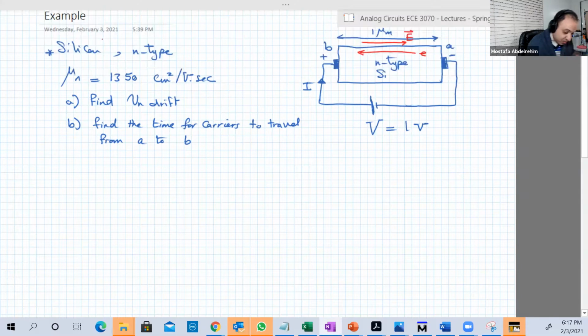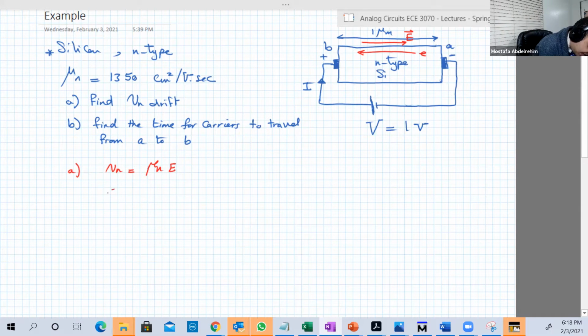We just need very few equations, so don't think a lot. Vn equals mu n E, and here we are concerned about the scalar, not the vector. We just need the scalar value for Vn. Do we know mu n? Yes, we know mu n. Do we know E? We don't know E, so we should calculate it.